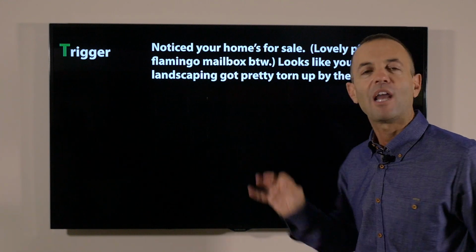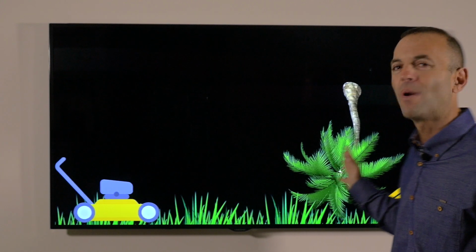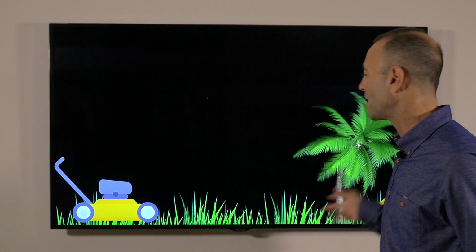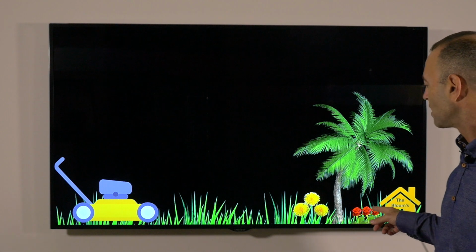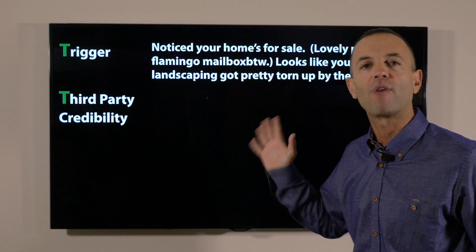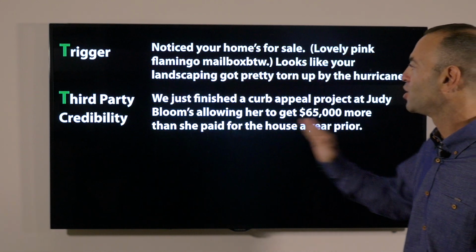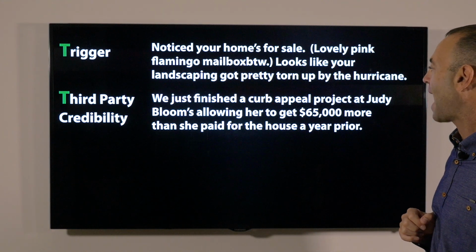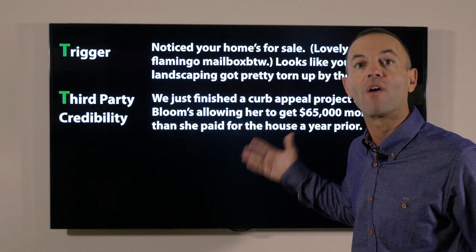Second sentence. Now imagine 2 doors down is another client of yours that was in the same exact situation with the same upside down palm tree. But you came in there and you turned that palm tree right side up. And not only that, you planted some beautiful flowers in the yard and they were able to sell their home. This is called third-party credibility, and it sounds like this. We just finished a curb appeal project at Judy Bloom's, allowing her to get $65,000 more than she paid for the house a year prior. Who, like your prospect, did you help kick more ass?